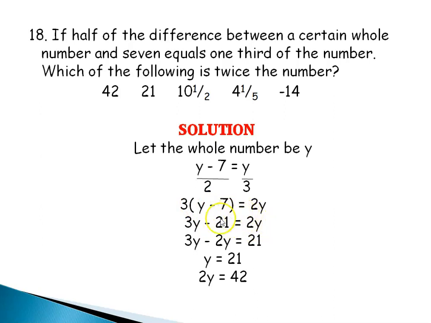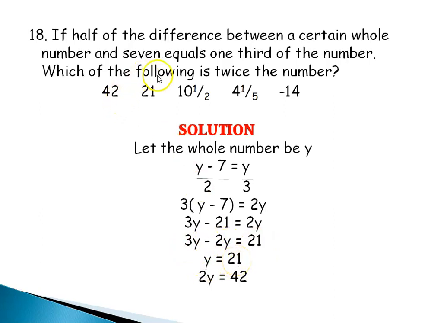Okay, so I'll bring this 2y to this side and bring my minus 21 to the other side. This becomes minus 2y. 3y minus 2y. And then this becomes plus 21. 3y minus 2y is equal to 21. Is that taken? 3y minus 2y is y. y is equal to 21.